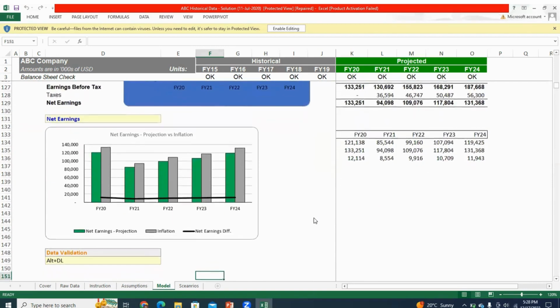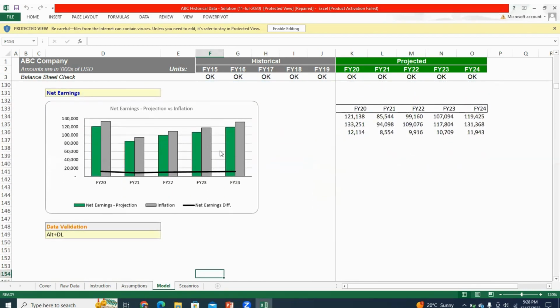Here you can see net earning projection versus inflation. You can see the result, the financial year result, as well as the amounts, the growth, the bar differences. You take the decisions and make them important. This is the strategic part of decision making.